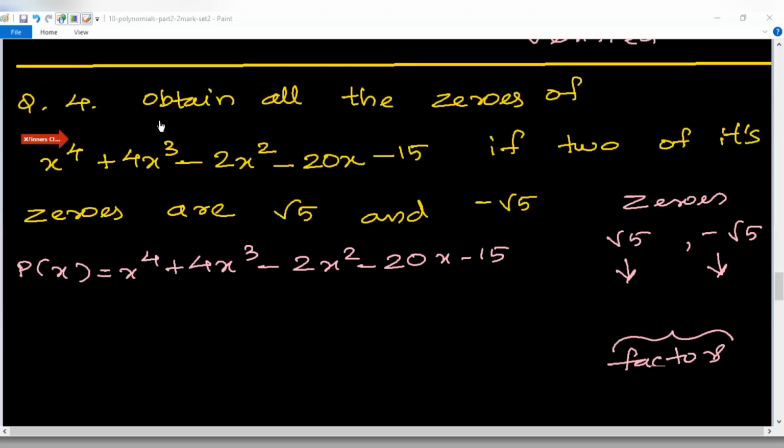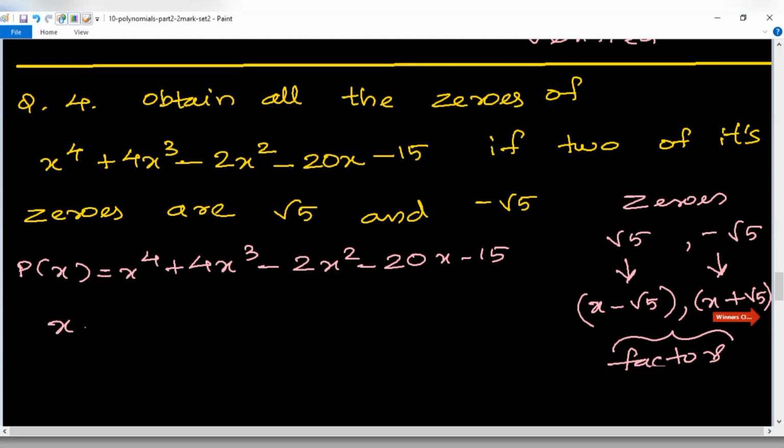This is our next question. Obtain all the zeros of x raised to 4 plus 4x cubed minus 2x squared minus 20x minus 15, if two of its zeros are root 5 and minus root 5. See, zeros are given as root 5 and minus root 5. If root 5 is one of the zeros, then we can write x minus root 5 is a factor, right? And if minus root 5 is a zero, we can write x plus root 5 is a factor. So we got two factors of this given polynomial, x minus root 5 and x plus root 5.